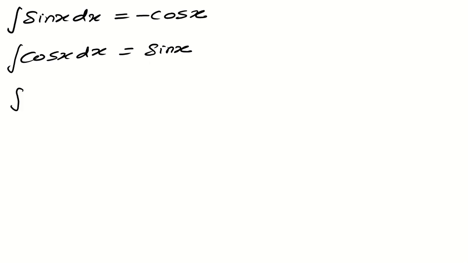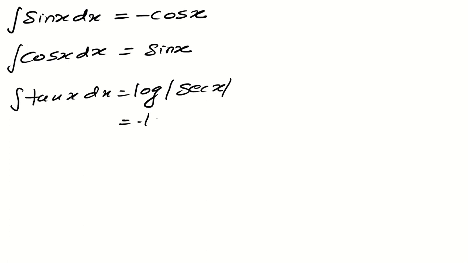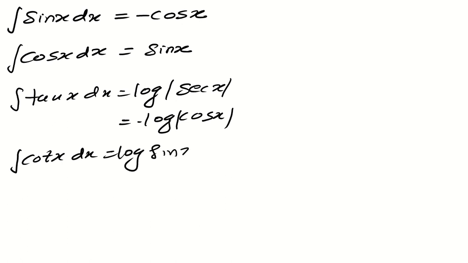Now the integration of tan x is log of |sec x|. Or sometimes you can say it is minus log of |cos x| also. Why do I put this absolute value here? Because you know that a logarithm can be defined only when the number is positive. So to make this sec x positive, we put the absolute value. Integration of cot x will be log of |sin x|. Same reason, you will put the absolute value here.